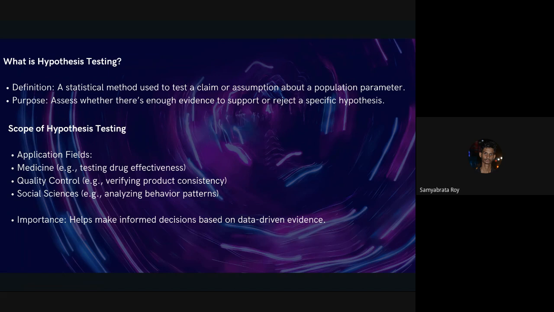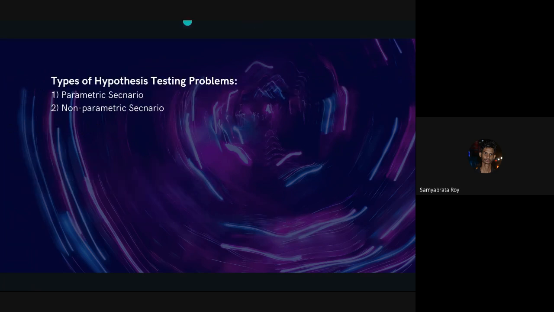There are so many fields where we use it, like drug testing, statistical quality control, and social sciences. Obviously, a huge zone of using statistical hypothesis testing, as it helps us take decisions based on the data or the sample we already have. Okay, so there are two types of hypothesis testing: the first one is the parametric scenario, the second one is the non-parametric scenario.